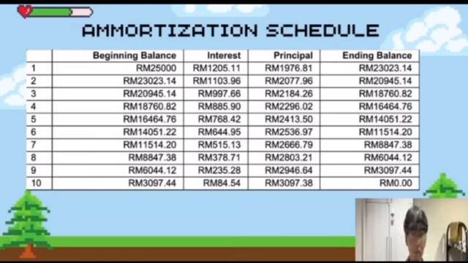The amortization schedule shows the period of how much Haris needs to pay on the loan term. The amortization schedule shows the beginning balance, interest, principal, and ending balance.